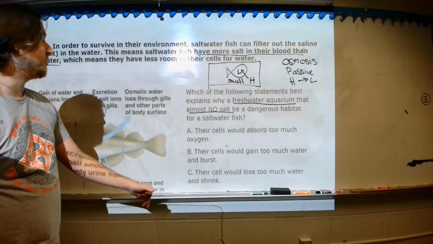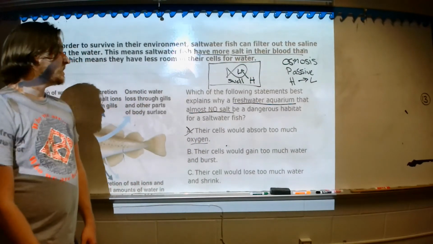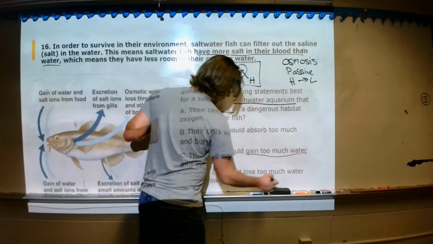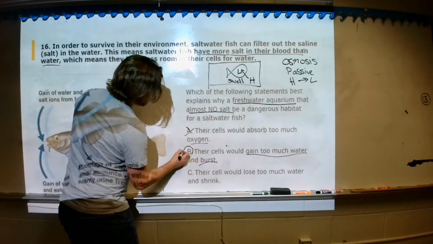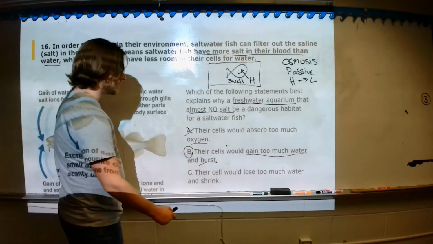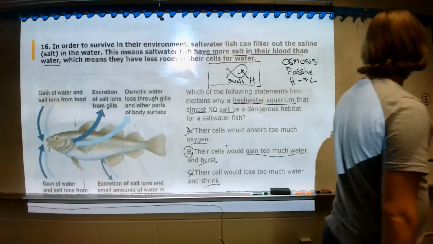A says their cells would absorb too much oxygen. I'm looking for water, not A. B says their cells would gain too much water and burst. Gain too much water and burst, most likely. This is what I'm going for, but just to check, C says their cells would lose too much water and shrink. Opposite of what I want, so the answer is B.